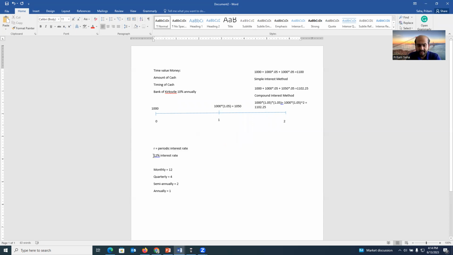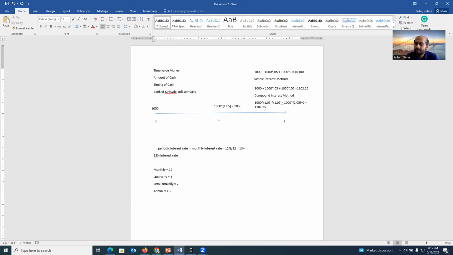If the problem says 12% interest rate, this is an annual interest rate, and it can mention monthly compounding, or semi-annual compounding. So let's say we're talking about 12% interest rate, monthly compounding. In that case, periodic interest rate means monthly interest rate. Makes sense? How can you get the monthly interest rate? 12% divided by 12, because monthly frequency is 12, okay?